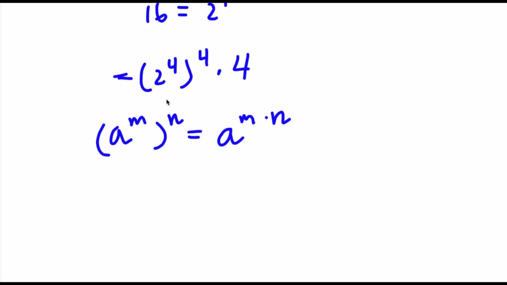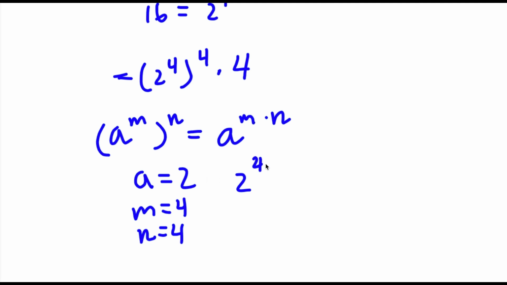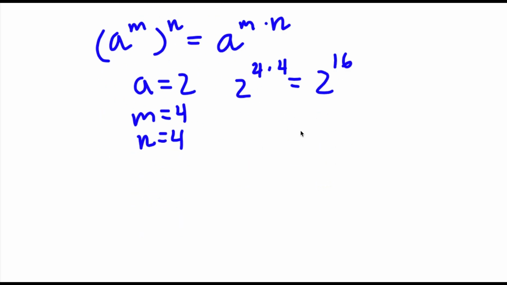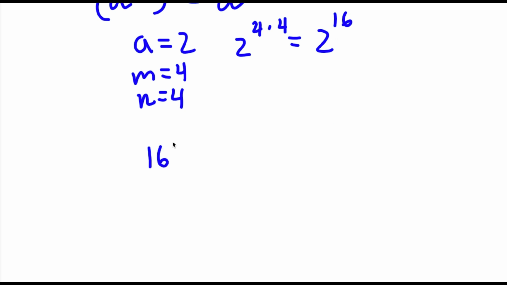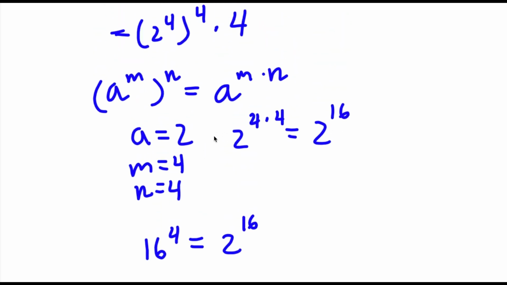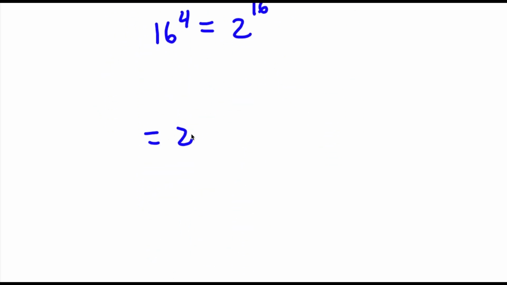So 2 to the power of 4 to the power of 4 here, we can think of a as 2, m as 4, and n as 4 as well. So this would equal a to the power of m times n. So in this case, 2 to the power of m, 4 times n, 4. Now 4 times 4, this is 16, so now I have 2 to the power of 16. Meaning, 16 to the power of 4 is the same thing as 2 to the power of 16. So now, I have 2 to the power of 16 times 4.